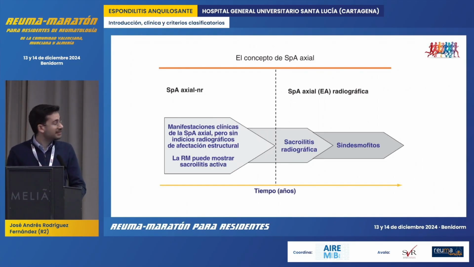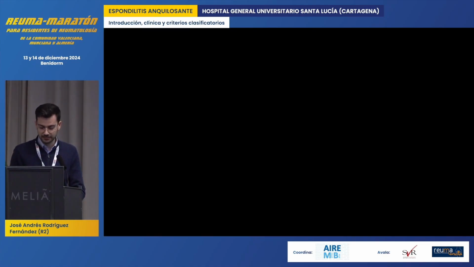Radiographic sacroiliitis is the hallmark of ankylosing spondylitis. And this is because chronic inflammation leads to ankylosis of the sacroiliac joint. Some studies show that a certain percentage of patients, around 10-15%, will never develop radiographic sacroiliitis, but it will only be detected through more sensitive methods such as magnetic resonance imaging.